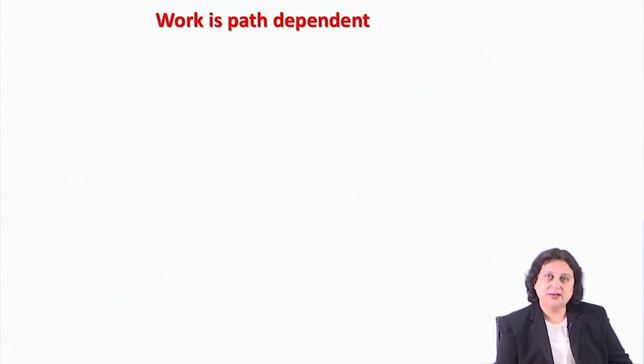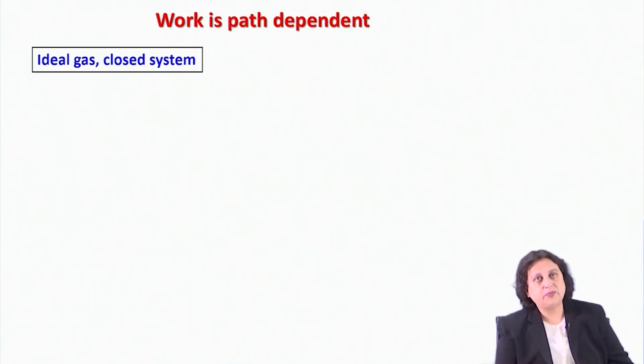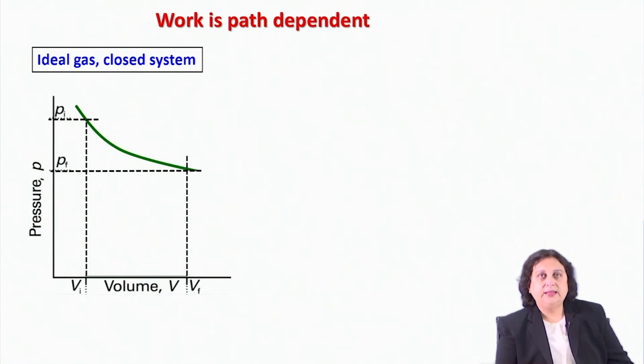The next topic that I would like to highlight over here is the fact that work is path dependent. For this purpose, I have chosen to work with a closed system containing some ideal gas. And in this case, as shown in this particular PV indicator diagram, this green line shows a PV isotherm. So it is at a given temperature T.